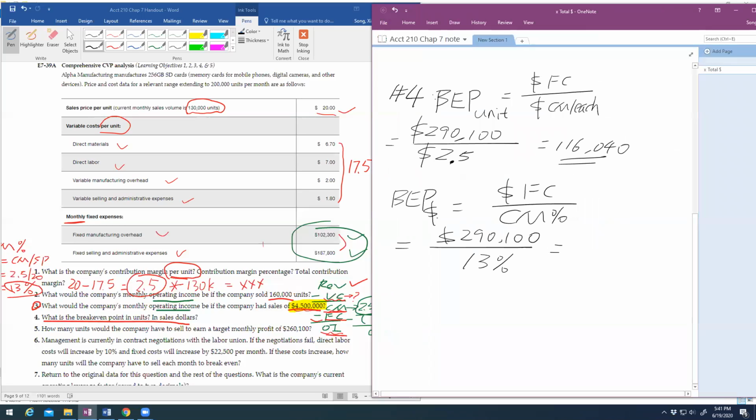Okay, the dollar amount will be 2,231,538. You don't really need to know the numbers because your number will be different from mine. Just make sure you know the concept.